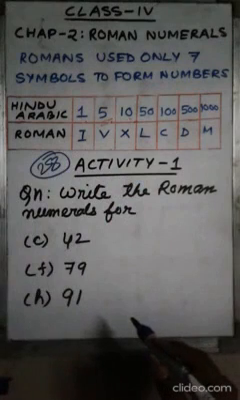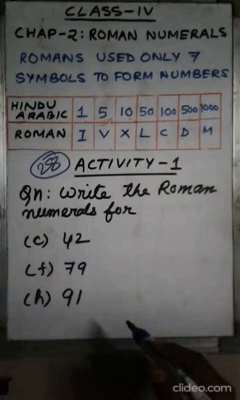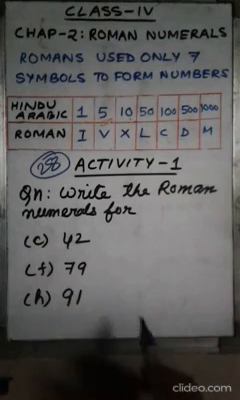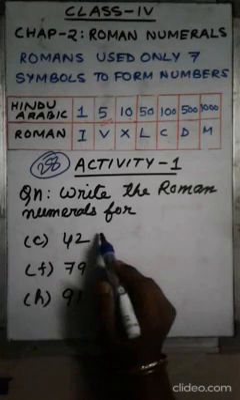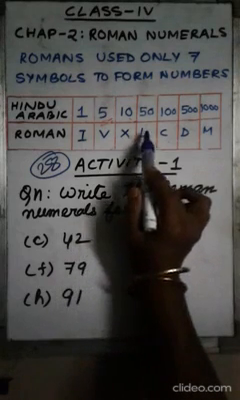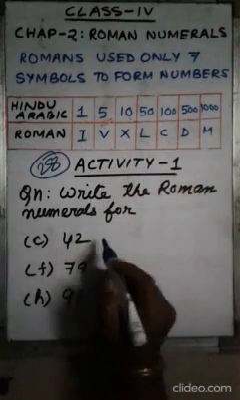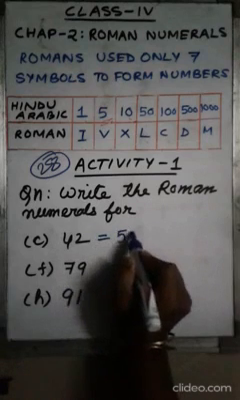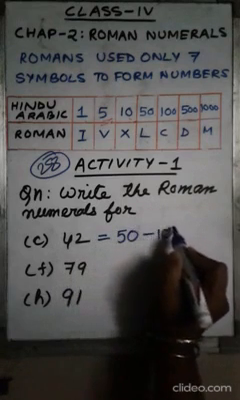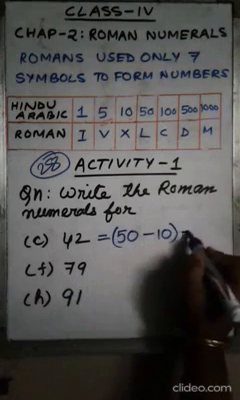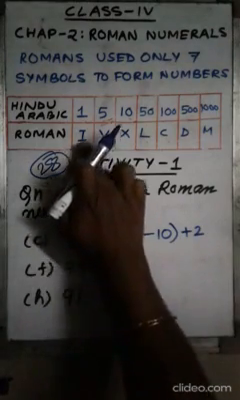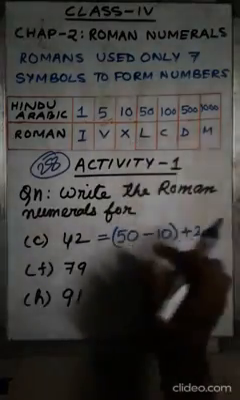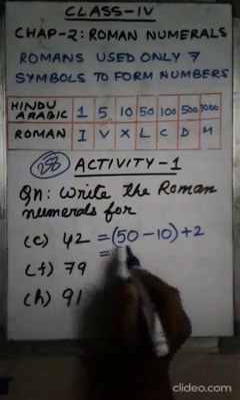Question number 1, write the Roman numerals for the ones I have chosen: C, F and H. The first number is 42. 42 is what? 42 we can write as 50 minus 10, it will be 40 plus 2. So using these 7 symbols only, we have to write the Roman numeral.